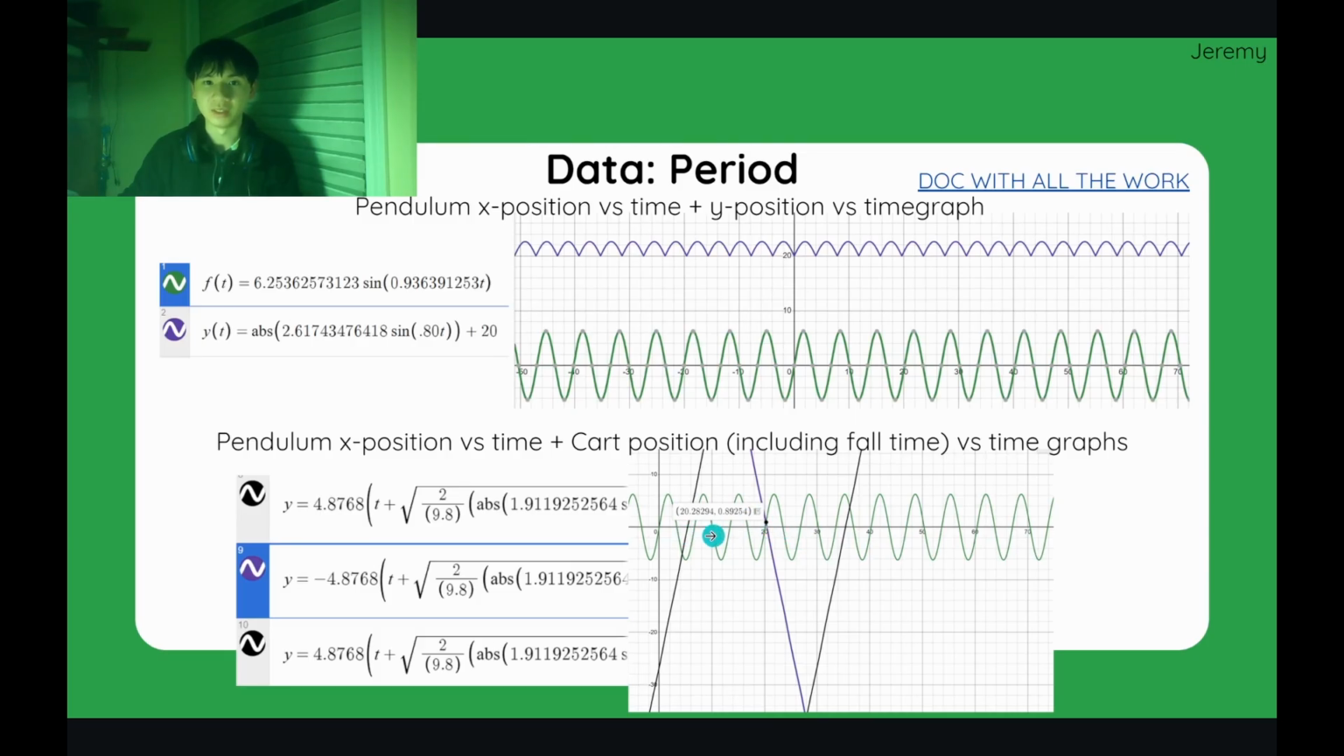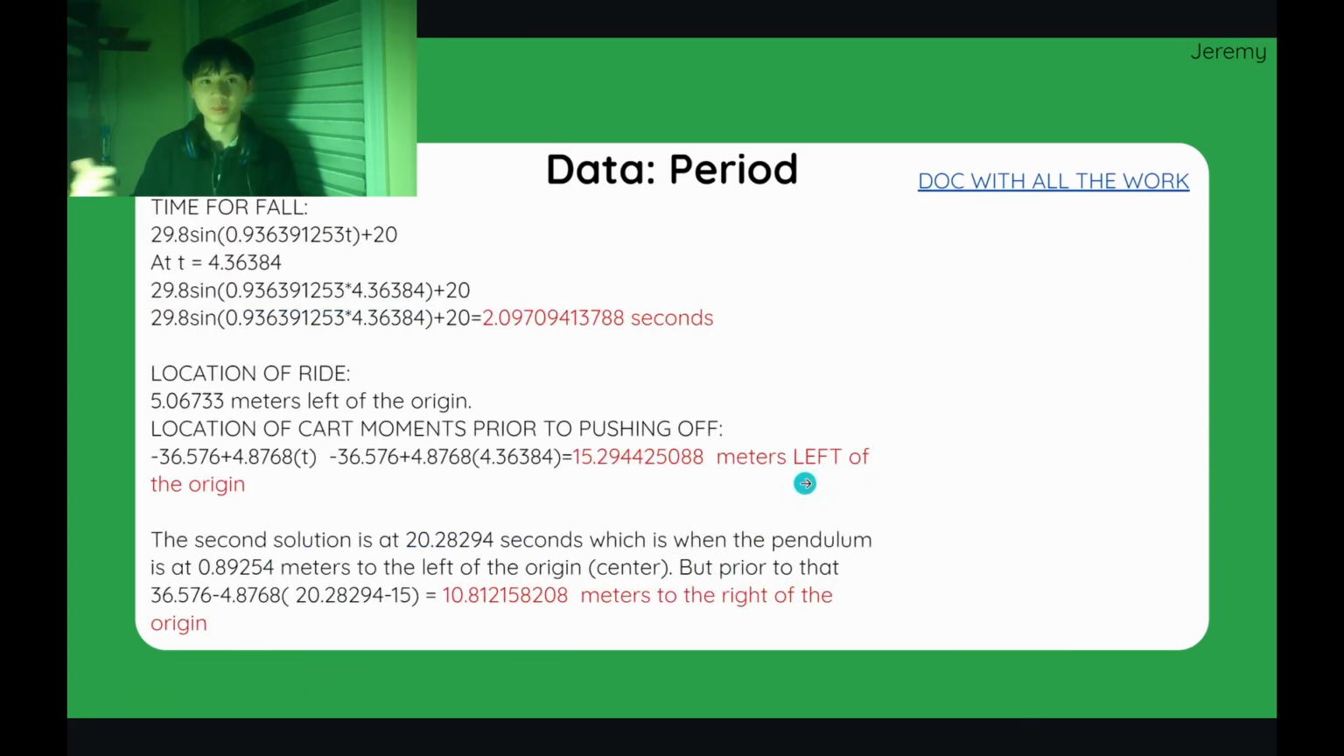That's just going to be the time, which is the x coordinate, and the location of the cart when you push yourself off, or when the TikTokers push you off. So for the time for the fall, it was 2.1-ish seconds, and the location of the ride prior to pushing you off, the moment before pushing it off, was 15.29 meters left of the origin, and then our second solution was 10.81 meters to the right of the origin.